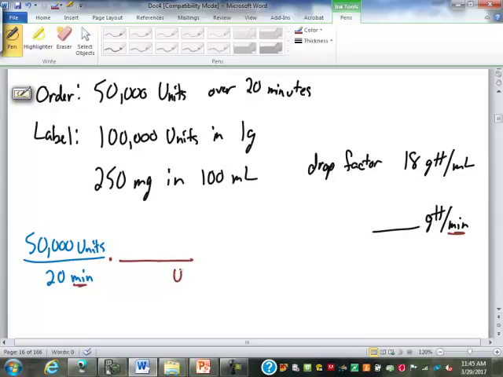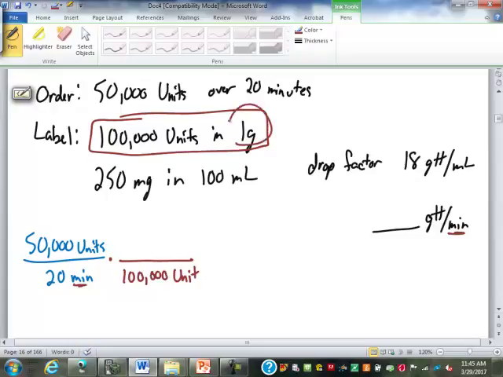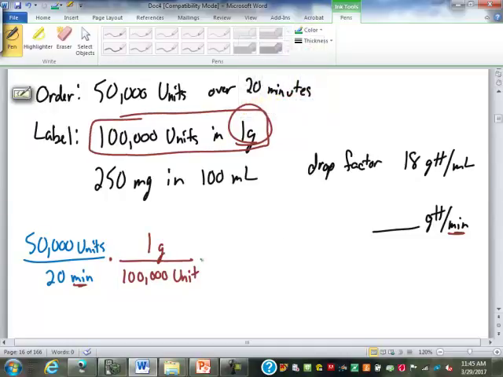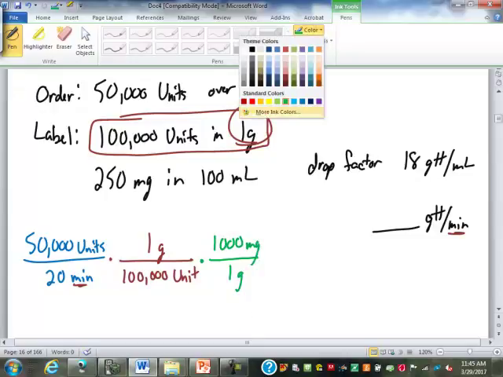We do have to get rid of units. We want to get to drops, but we don't have any direct relationship between units and drops. So we're going to focus on just getting rid of the unit we have until we get to something that'll get us to where we want to go in the drops. So units are going to go on bottom, and what we have here is an equivalency of 100,000 units is equivalent to 1 gram. Now I could have saved myself a step and just replaced 1 gram with 1,000 milligrams, but I'm going to do that conversion here next. 1 gram is 1,000 milligrams, just to show that extra step for you.